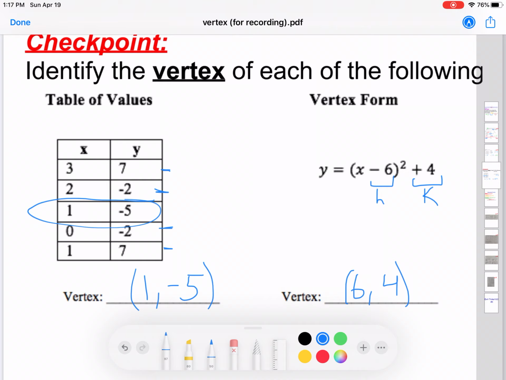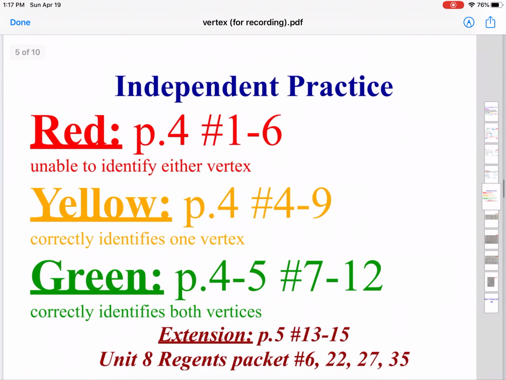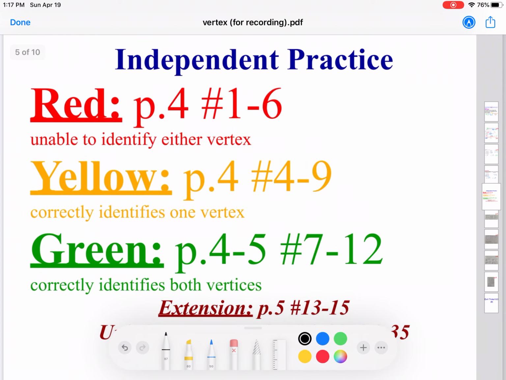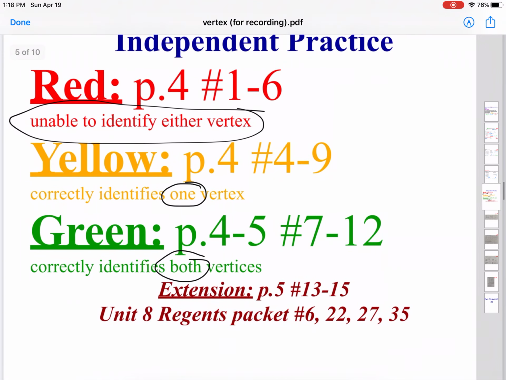So let's reflect on how you did on this checkpoint question right now in order to do our independent practice. For independent practice here, you'll notice it says that if you were unable to identify either vertex, meaning both of them you answered incorrectly, please start with red. If you were able to identify one vertex, meaning you got one answer correct, please start in yellow. And if you were able to identify both vertices, please start in green. Again, we're looking for you to do at least one group's worth of practice, either red, yellow, or green, but it would be great to do more than one level of practice.